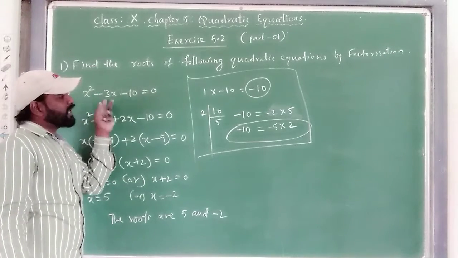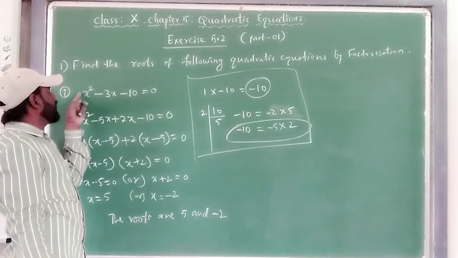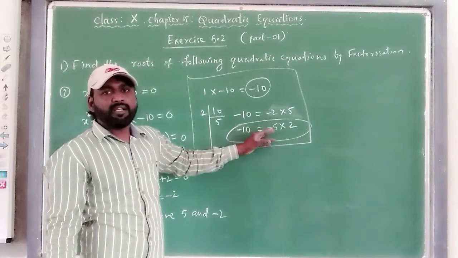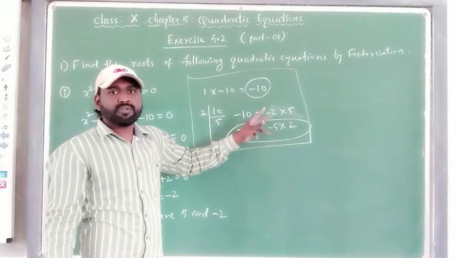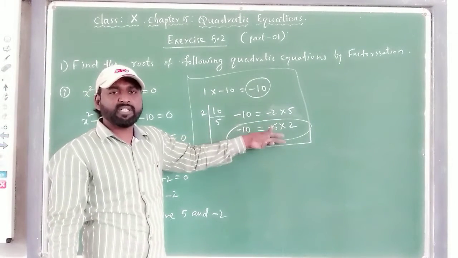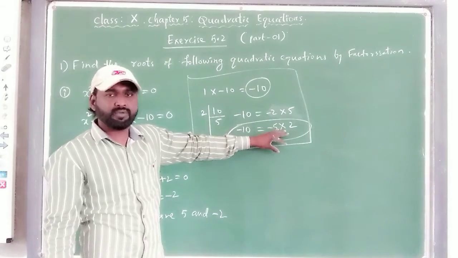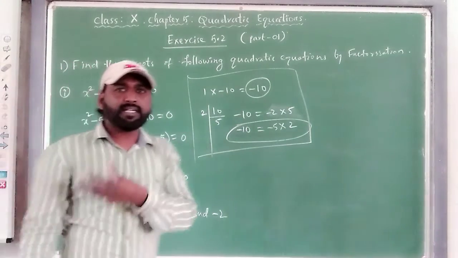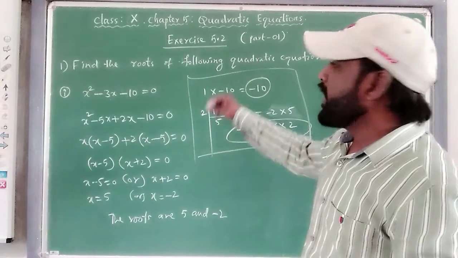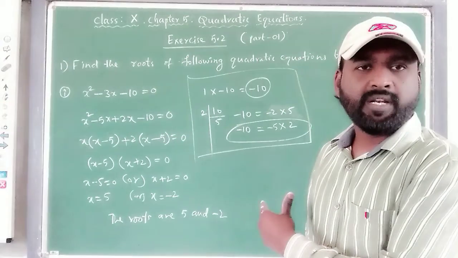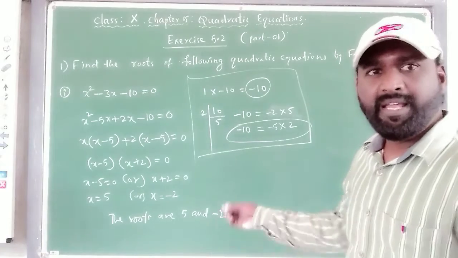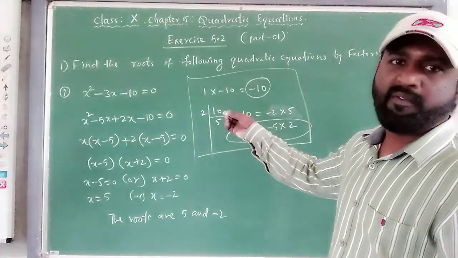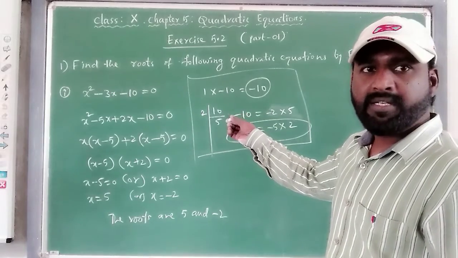How do you decide the factors? You have to multiply the x square quotient and the constant term. The product you have to factorize, and you have to choose a pair of factors so that the combination of them, meaning the sum or the difference of those two, must be the quotient of the x term. That is the exact method of finding the roots of a quadratic equation by the factorization method. Very easy and important method. Hope you understood this. One more problem we will choose from this bit in order to understand even better.